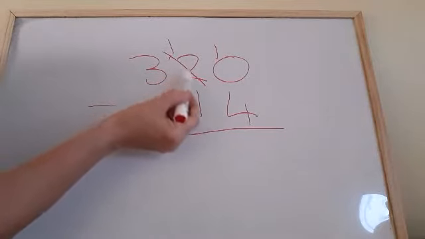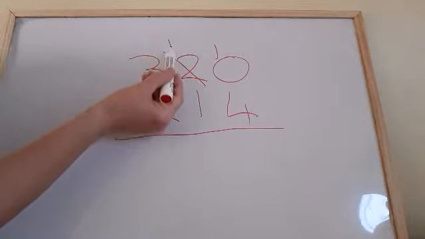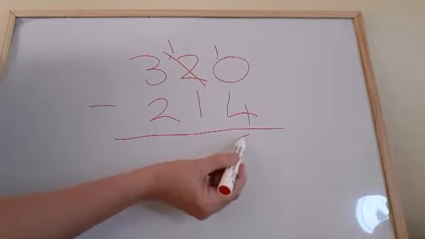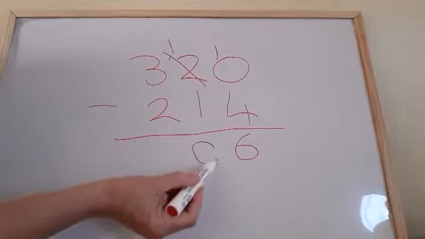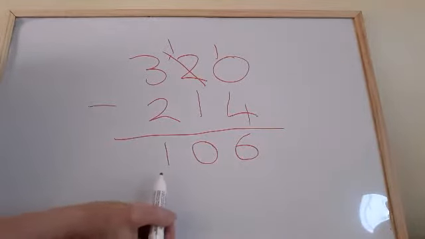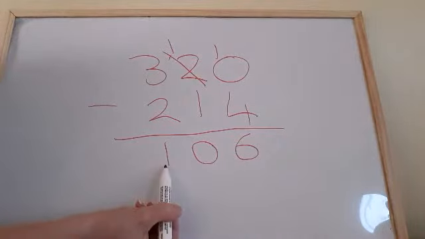This one's given 1 ten over to the units column, and 1 ten remains here. So now this is worth 10. 10 take away 4 is 6. 1 take away 1 is 0. And 3 take away 2 is 1. Our answer is 106. 6 units, no tens, 100.